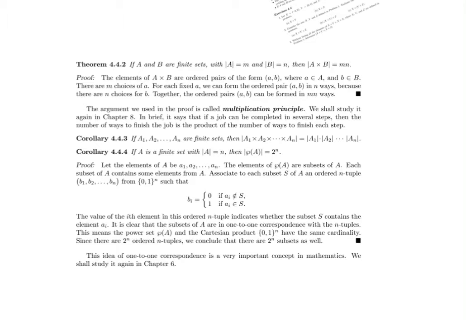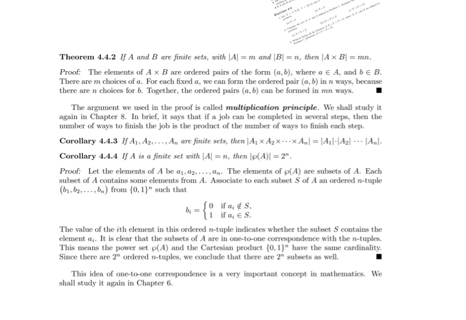Another important fact that will set us up for something bigger later is theorem 4.4.2. Suppose A and B are finite sets, and the cardinality of A is m, and the cardinality of B is n. Remember, cardinality for a set is the number of things in that set for our purposes. And we denote cardinality with absolute value bars around the set. So if the cardinality of A is m and the cardinality of B is n, then the cardinality of A cross B is m times n.